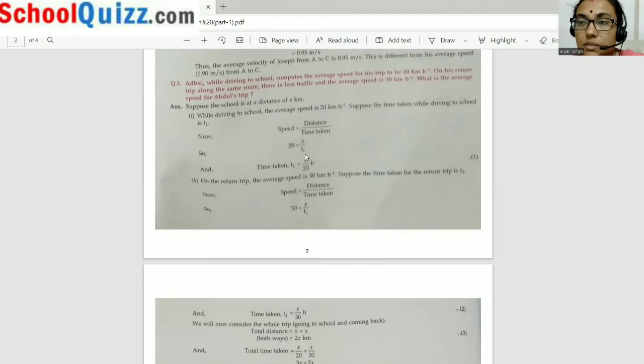Distance is taken as x and time will be taken as t. Clear? So the time t1 is x by 20. And on returning, speed is equal to distance upon time. Here the speed is 30, distance is x, upon t2. So for the total time, I'll use this in this case, I think.